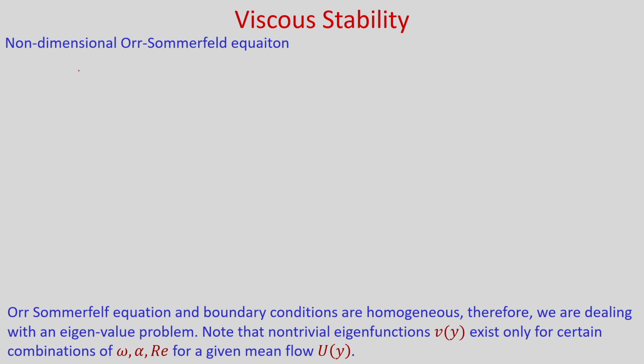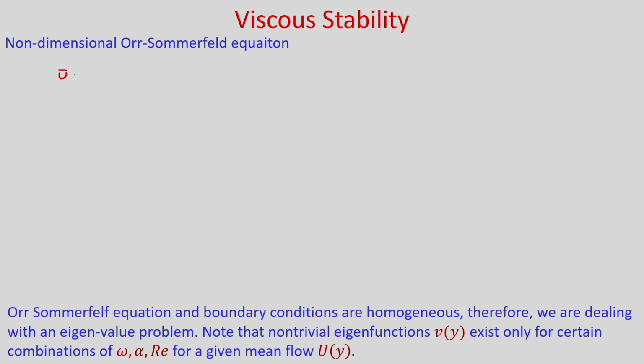Hello everyone. So, in last class we derived the Orr-Sommerfeld equation using linear stability analysis. In today's class, first we will write the non-dimensional form of this Orr-Sommerfeld equation, then we will discuss the viscous stability, and then we will discuss the stability map. So, first let us write down the Orr-Sommerfeld equation which we derived in last class.